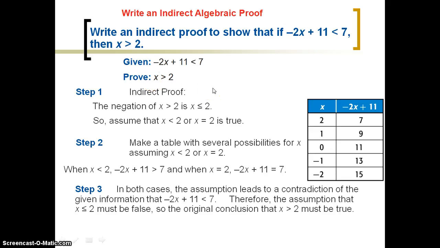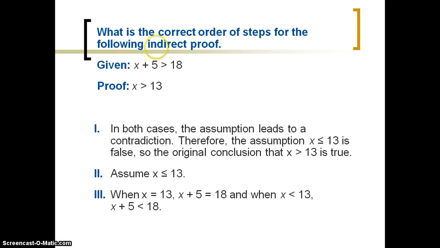Let's try another example. What is the correct order of steps for the following indirect proof? So here's our proof. We're given that x plus 5 is greater than 18, and we want to prove that x is greater than 13. You need to list these steps in the correct order.